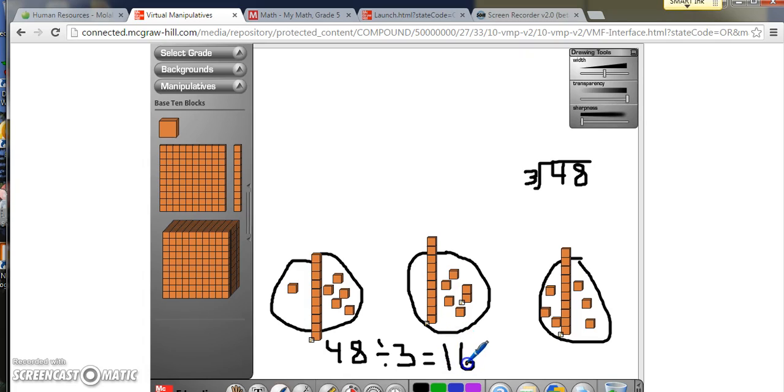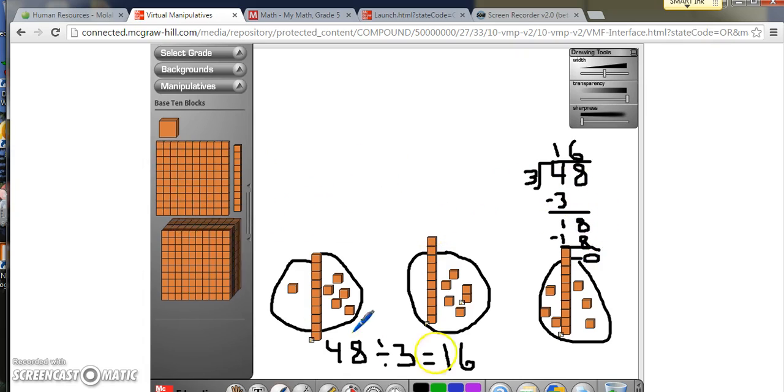How I would solve this mathematically: 4 divided by 3. There's only one 3 that goes into 4. 1 times 3 is 3. Subtract, and get 1. Bring down the 8, making 18. 18 divided by 3 is 6. 6 goes up here. 6 times 3 is 18, and I subtract. There are no remainders. So that's how I would do it mathematically, and that's how I would do it with my base 10 blocks.